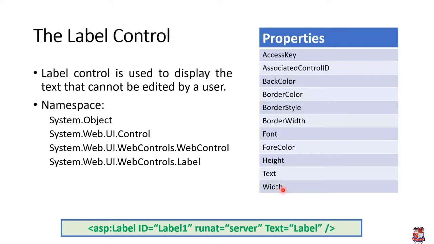Next is height. It is used to specify the height of the label control. Next is text property. It is used to obtain or set the text to be displayed on label control. And last one is width. It is used to specify the width of the label control. Over here we can see a tag which defines a label control, same as last one: asp colon label, ID equals to label1, runat server, and text is equals to label. Now we'll see example of label control.